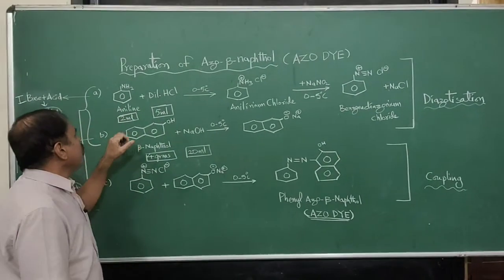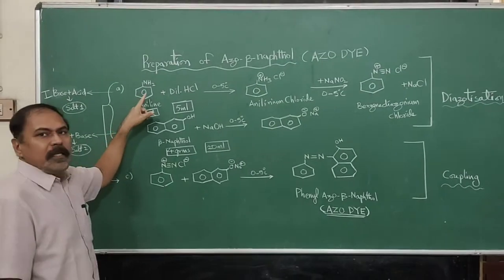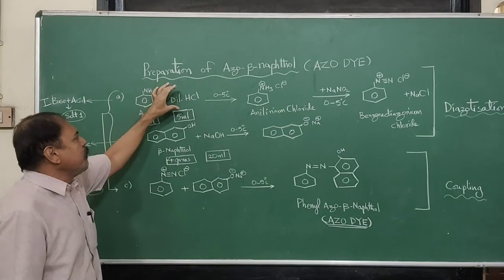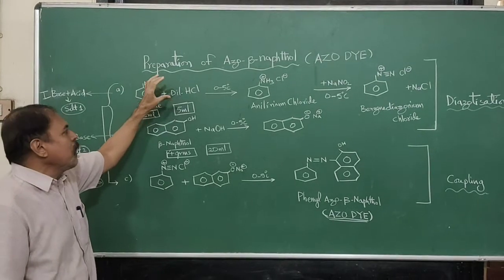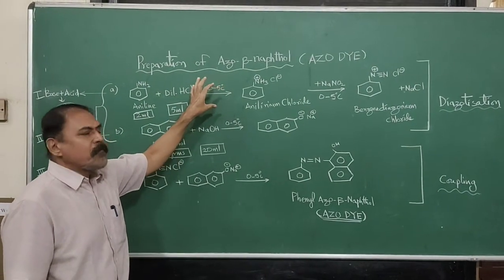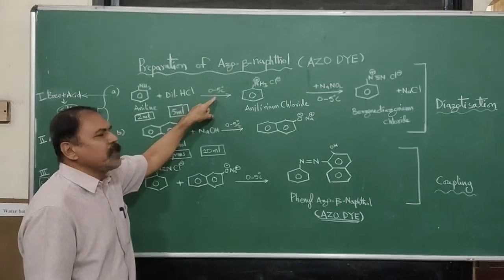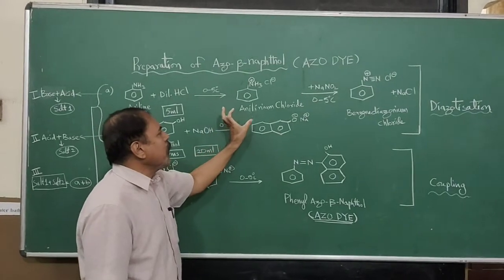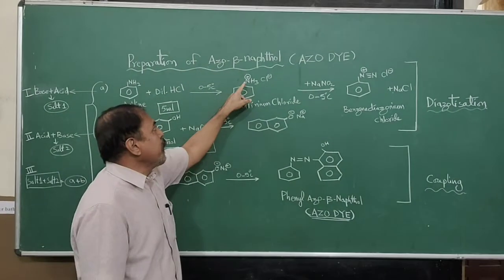In first step we are taking aniline. Aniline is benzene with NH2 group. It is called as aniline. Aniline is added with dilute hydrochloric acid. And when you add hydrochloric acid, the temperature is maintained from 0 to 5 degrees centigrade. When you add these two reactants, you will get anilinium chloride, which is a salt.